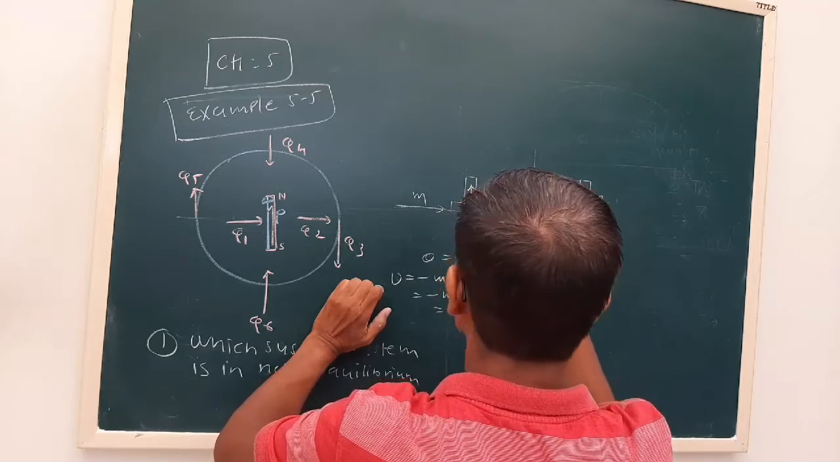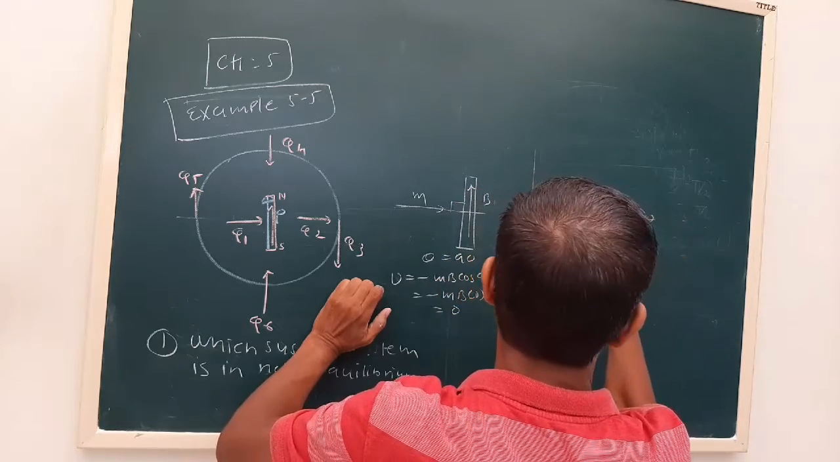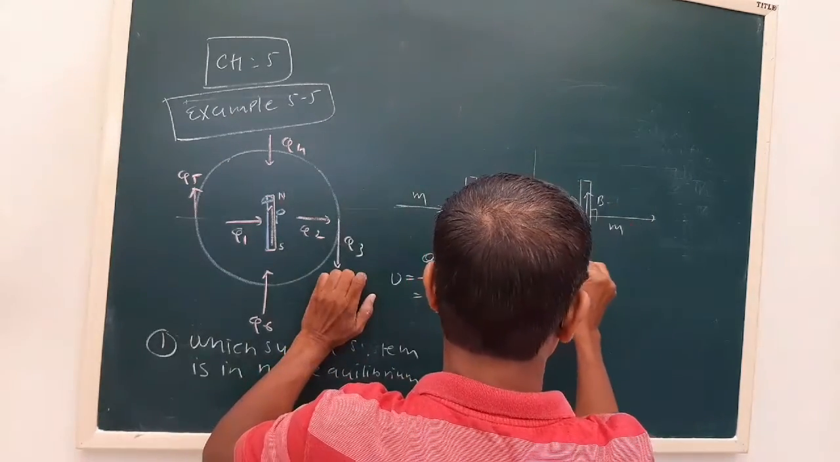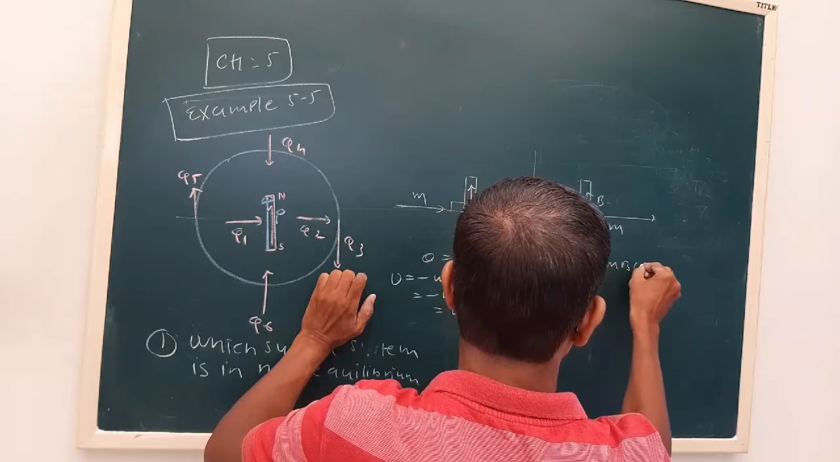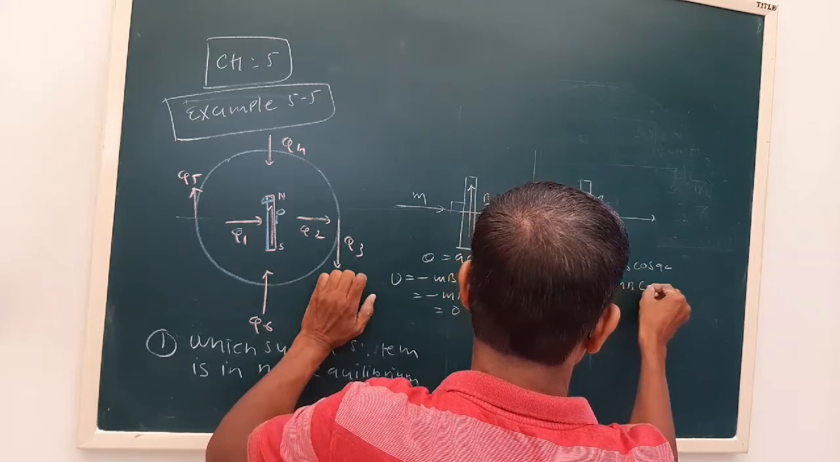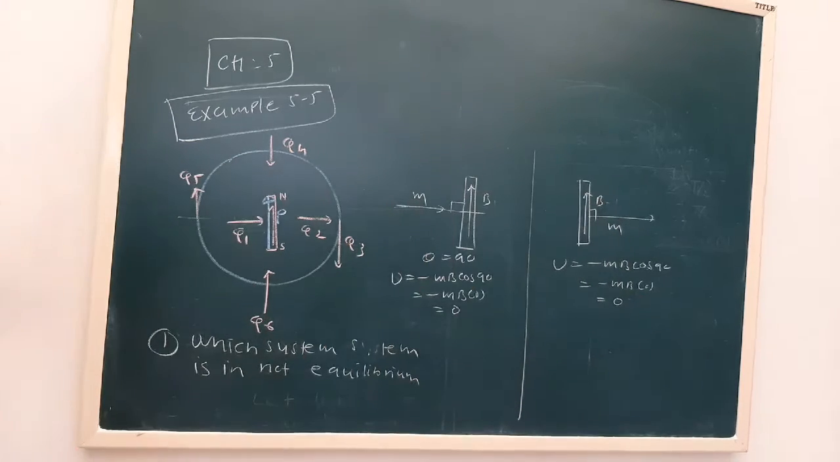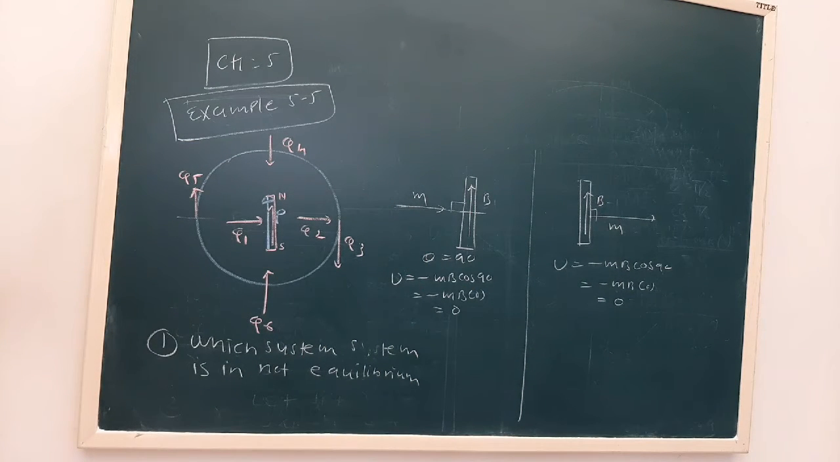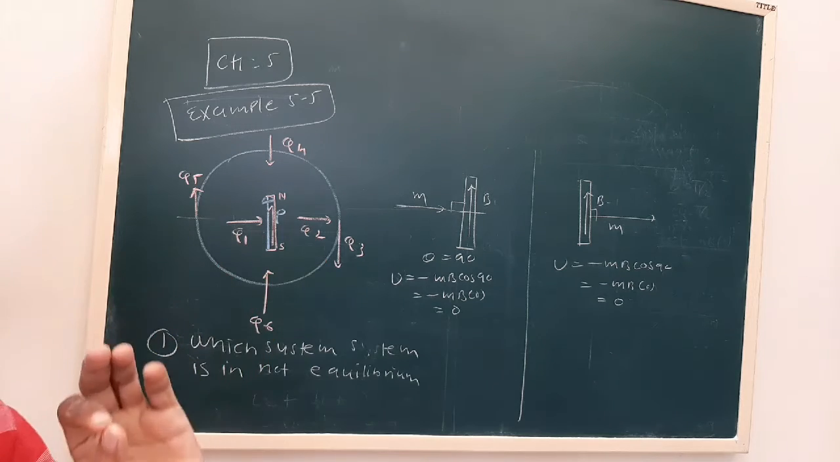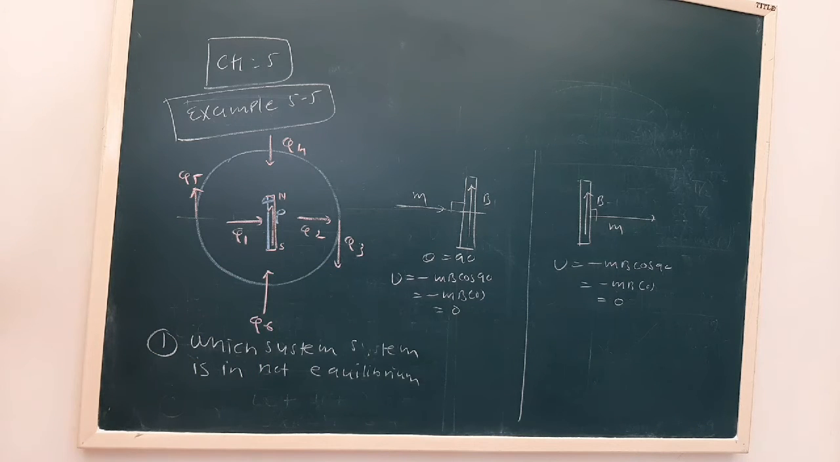This is the magnetic field of a bar magnet. This is M for Q2. Here also theta is 90 degrees. U is minus MB cos 90. Cos 90 is 0, that we have seen. So here we get the first answer: whenever theta is 90 degrees, it will not be in equilibrium.